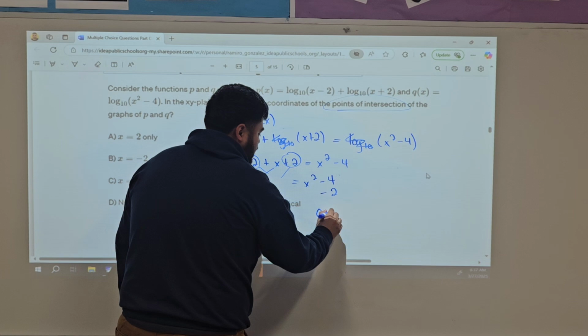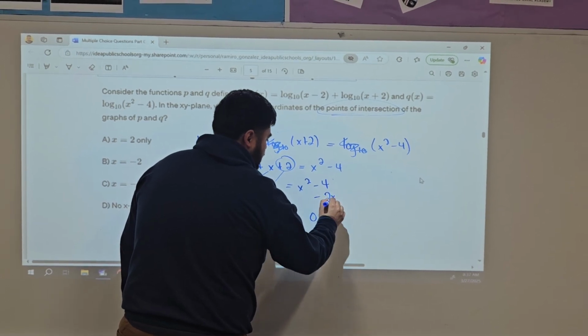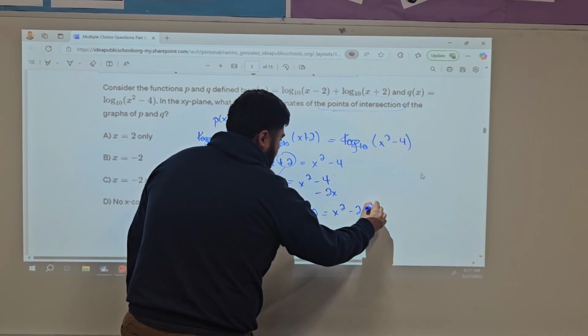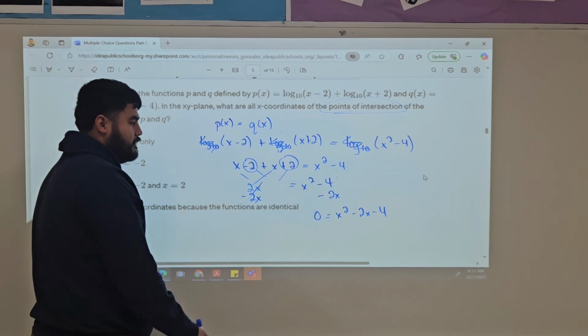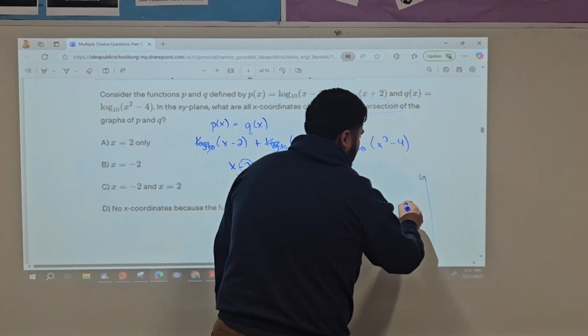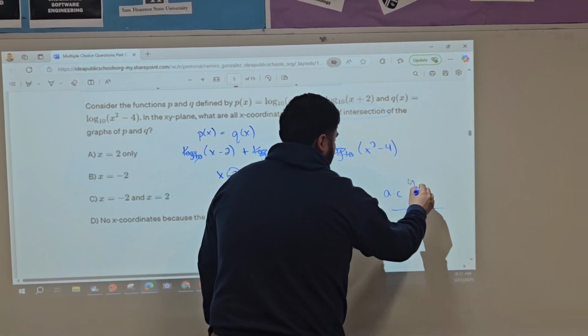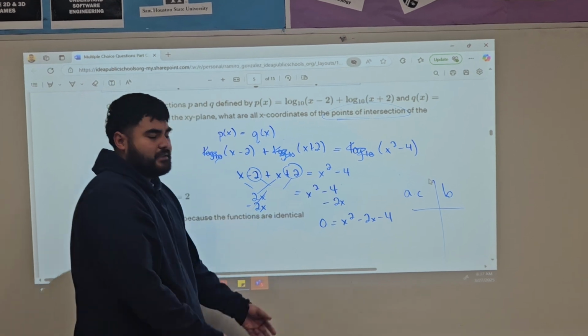So now you have 0 equals x squared minus 2x minus 4. And then you would do the little table, right? A times C and B over here, right? But I'm not going to try to solve it.